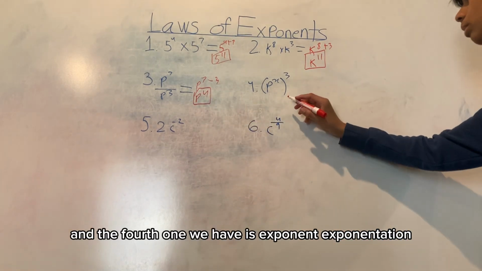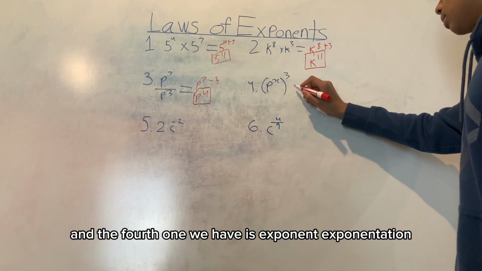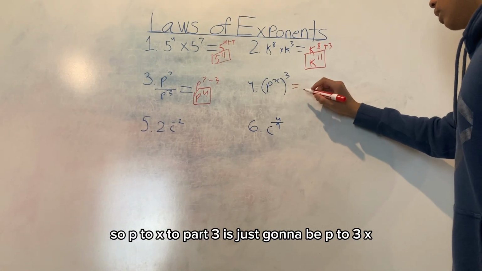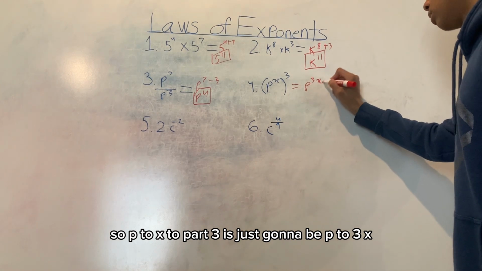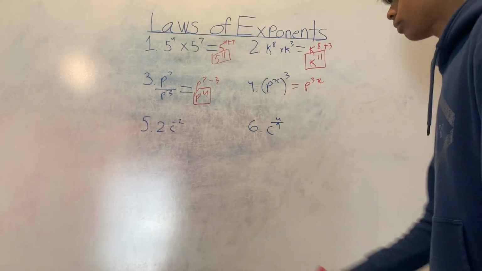And then the fourth one we have is exponentiation. So p to the x to the power 3 is just going to be p to the 3x. We just multiply these together.